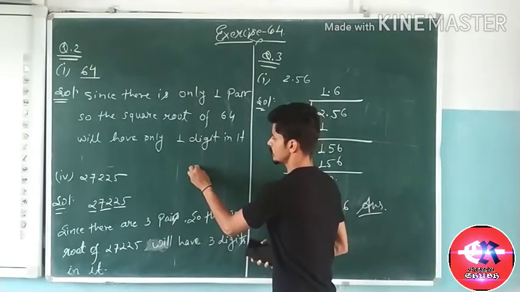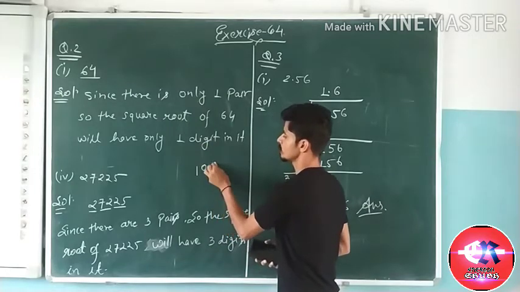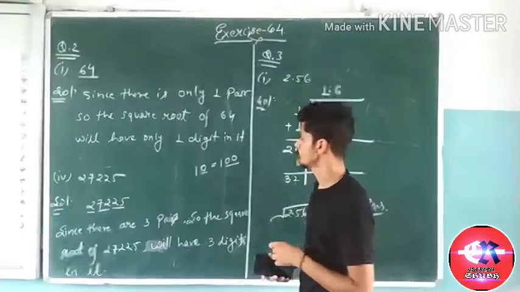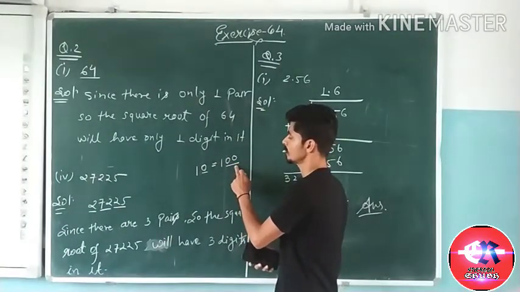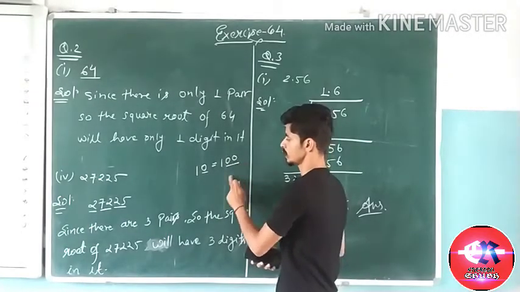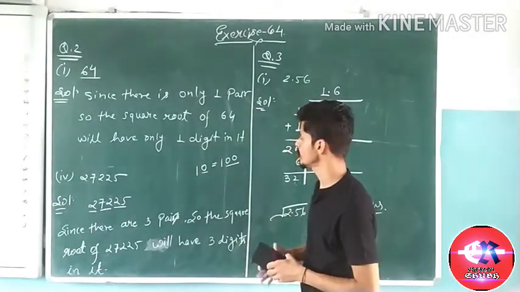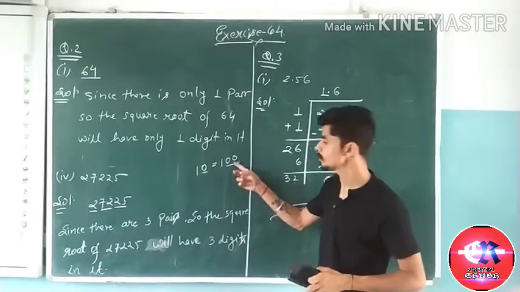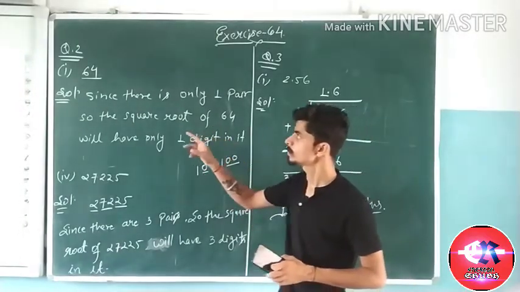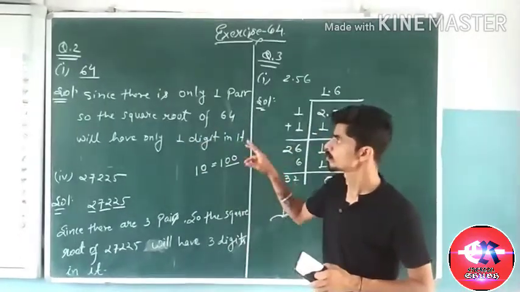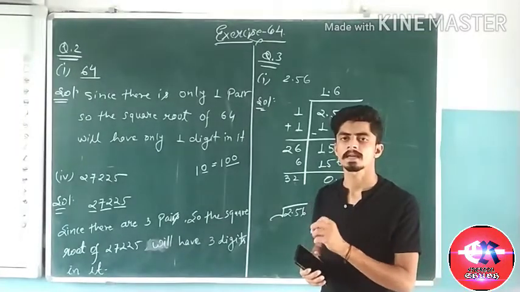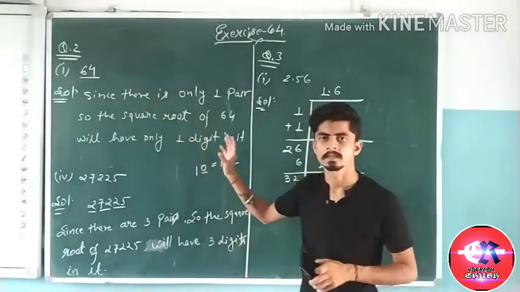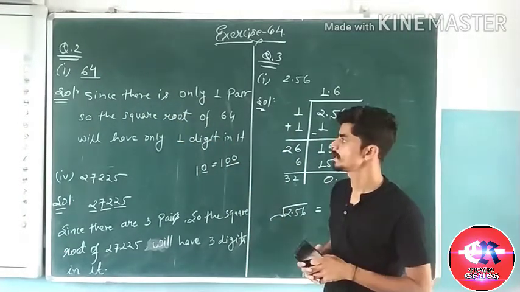As we know, if we square 10, it becomes 100. 1 0 becomes 2 0 in the square, and when we find the square root of 100, the 2 0 becomes 1 0. Similarly, if there is a pair having 2 digits, after finding the square root it will be converted to a single digit. So there is only one group. We just have to count how many groups, how many pairs there are in the question. There is only one group, so the answer will have one digit.